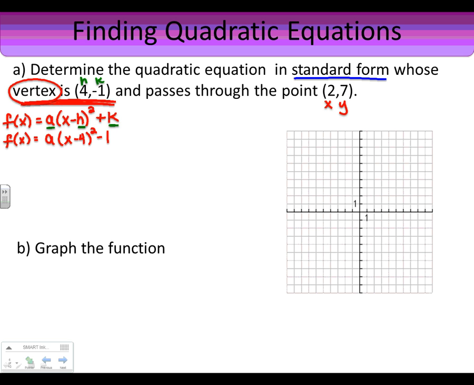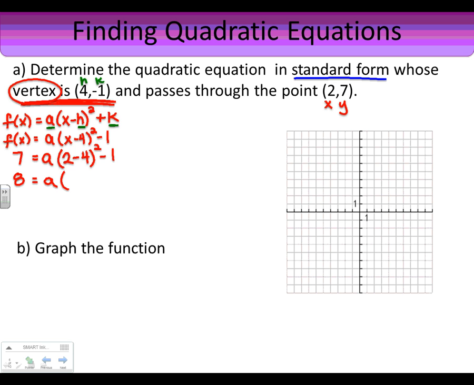So I'm going to plug in 7 for y. I still don't know my a. Plug in 2 for x. My h is still 4, and my k is still negative 1. So now I can solve for a, since it's my only variable. So add 1 to both sides.